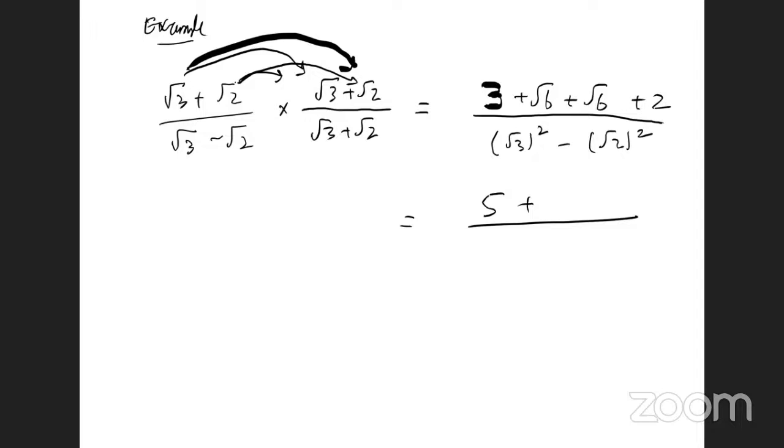Root 6 plus root 6, that's 2 root 6. Right? Because you're adding them up twice. And lastly, root 3 squared is 3, root 2 squared is 2. So the answer is 5 plus 2 root 6 over 1. All over what?